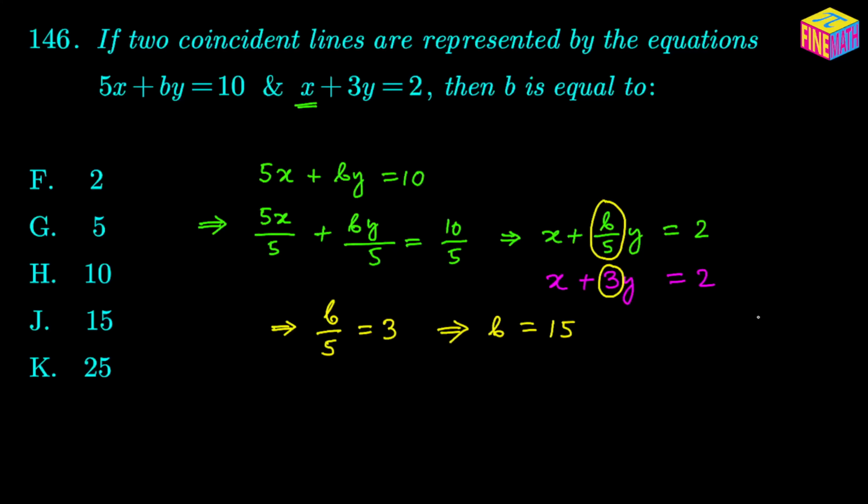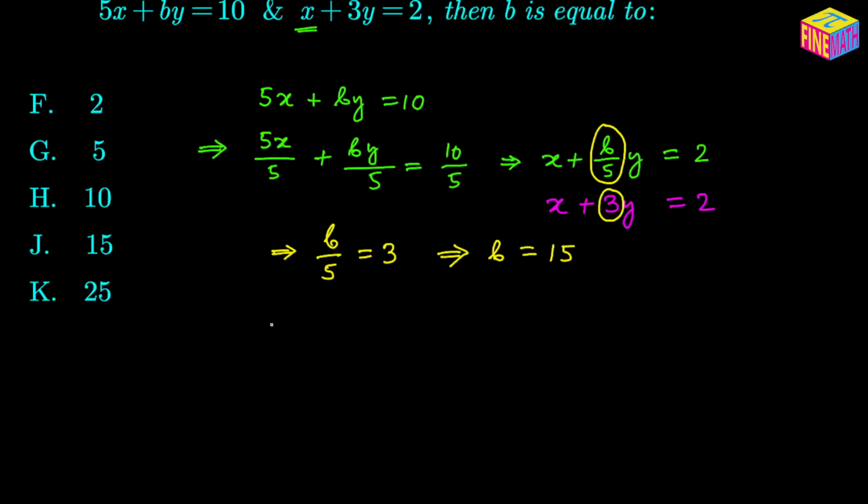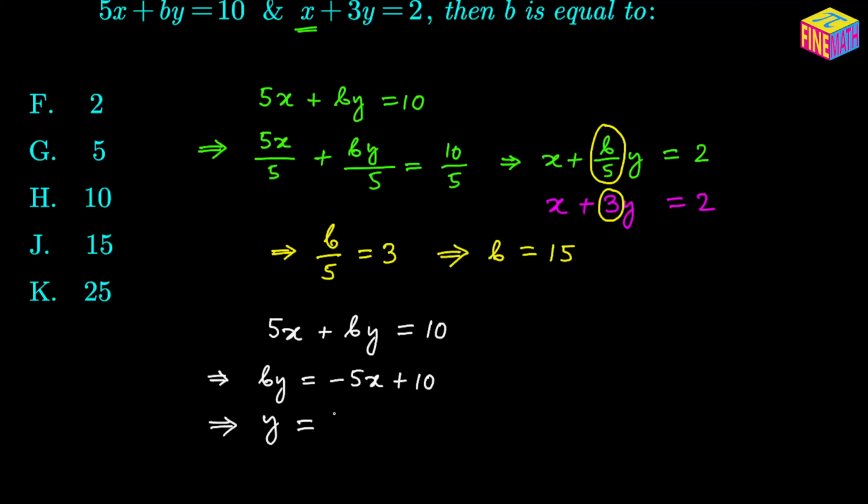Now, if you think of it from a different angle, say our first equation is 5 times x plus b times y is equal to 10. And from here, let's transform this into y equals mx plus c form, right? So b times y is equal to negative 5x plus 10. And if we ask what is y, y is equal to, we divide both sides by b, negative 5 over b times x plus 10 over b. That is the y equals mx plus c form.